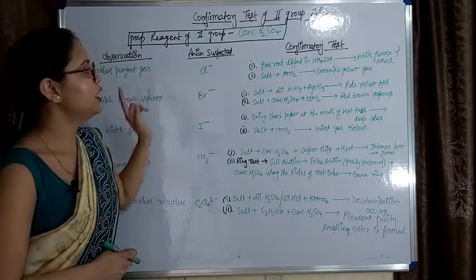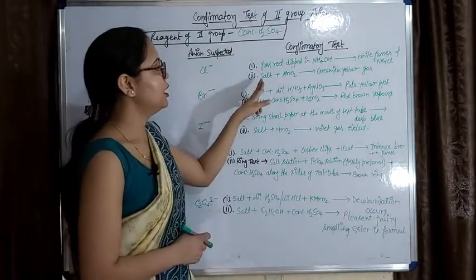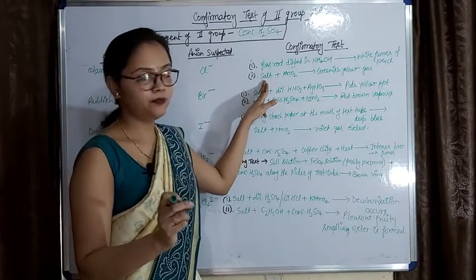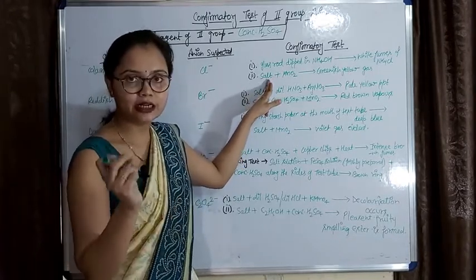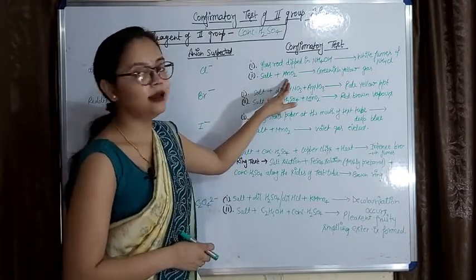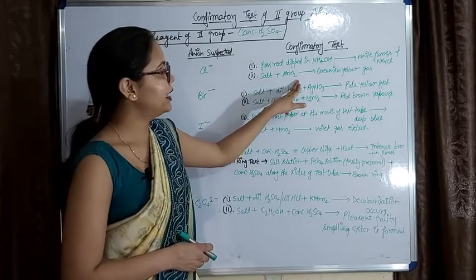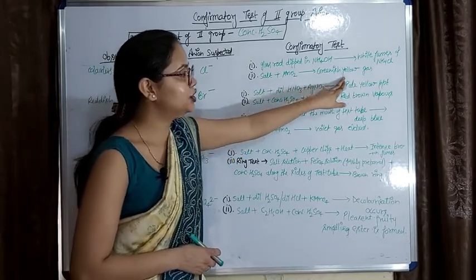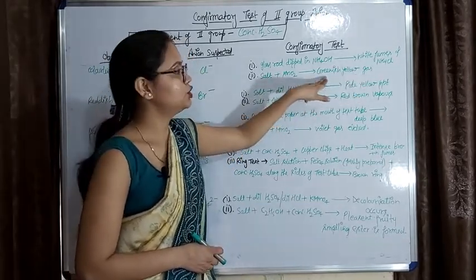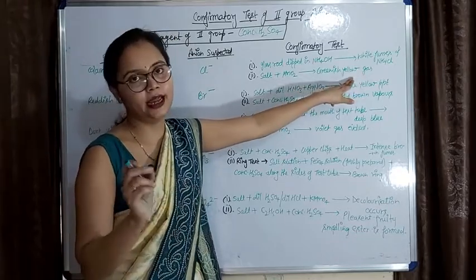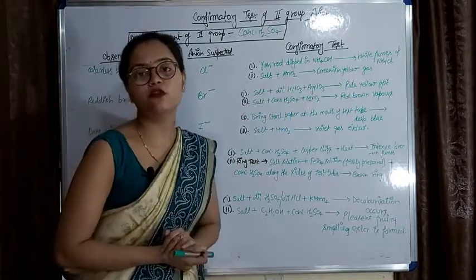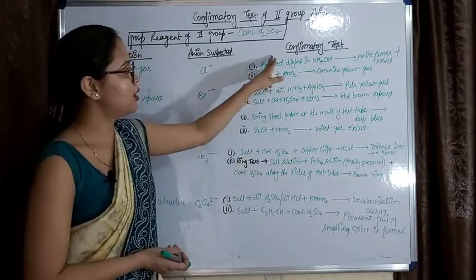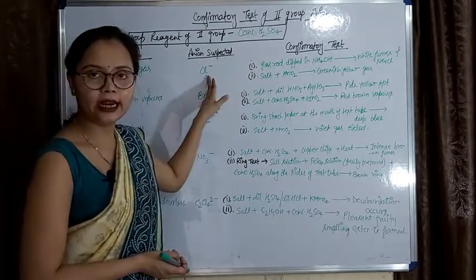You can do one more test. You take salt in a test tube and make a solution with distilled water, and then you add MnO2. After adding MnO2, if you get a greenish yellow gas, this confirms the presence of chloride ion. So these two are the confirmatory tests for chloride ion.